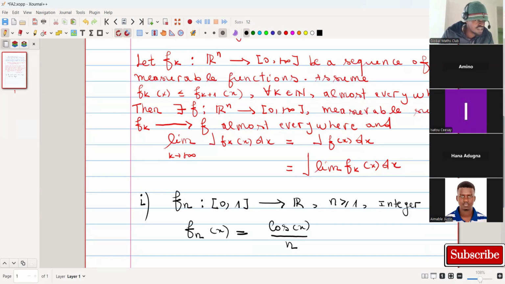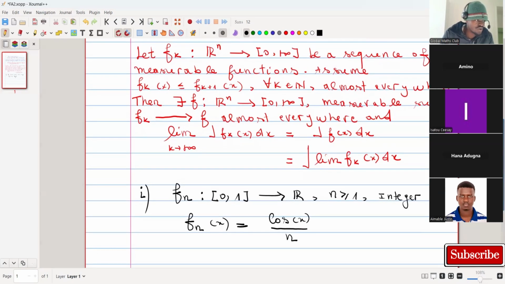Is fn a sequence of measurable functions? Yes. Why? Because this sequence is continuous, and when you are continuous, you are measurable. Continuity is stronger than measurability. But it doesn't mean that when you are measurable, you are continuous. So it is very easy: every time you want to check whether your function or sequence of functions is measurable, you just have to check if it is continuous. And it is the case here, so this sequence is measurable.